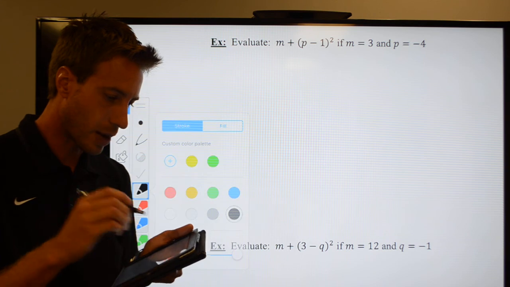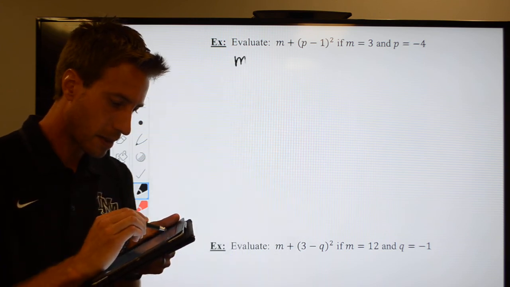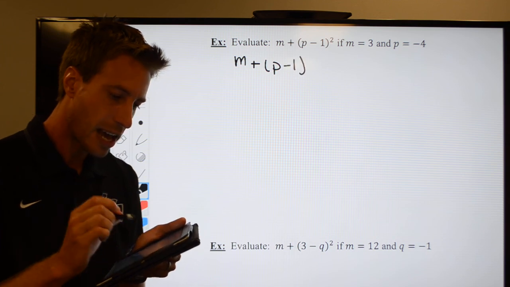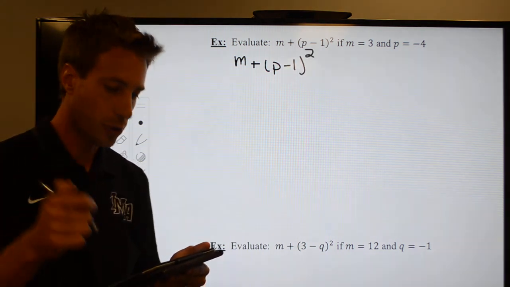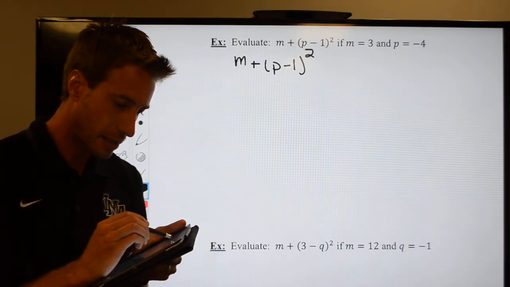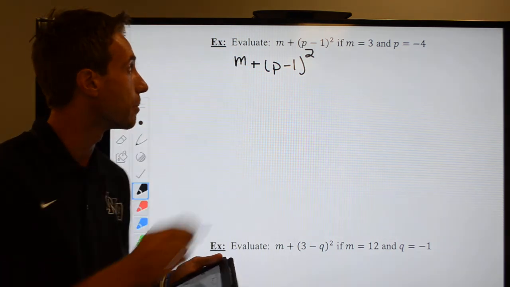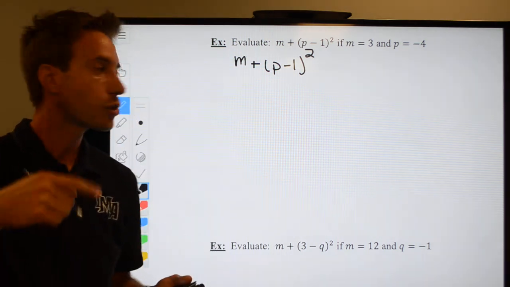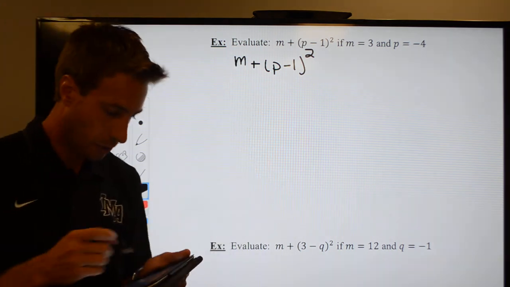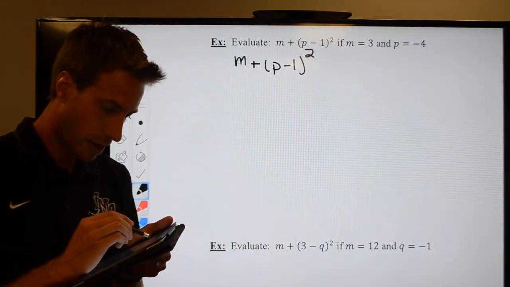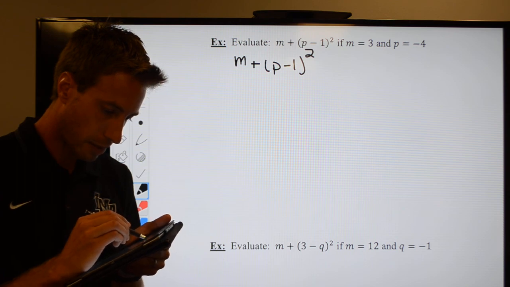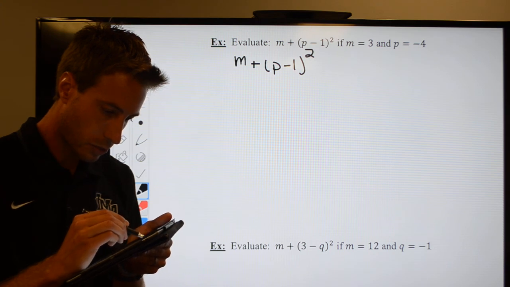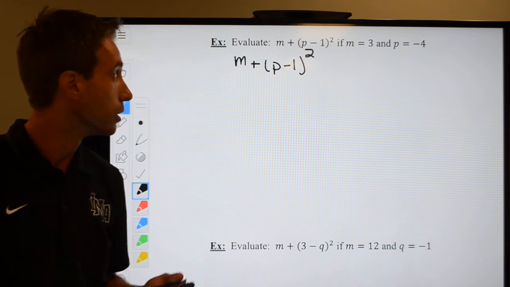I'm going to go ahead and rewrite my problem. So I have m plus p minus 1, that is squared, and I'm going to substitute a 3 everywhere I have an m. So that m is now going to become a 3, that m will now become a 3, and my p is going to become a minus 4. So let me go ahead and plug that stuff in for m and p. Here we go. I'm going to have 3 plus a minus 4 minus 1, and that's all going to be squared.